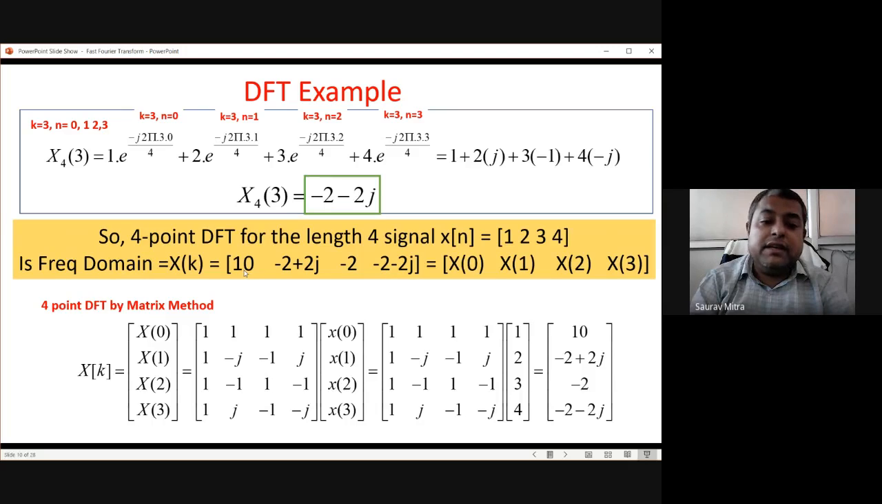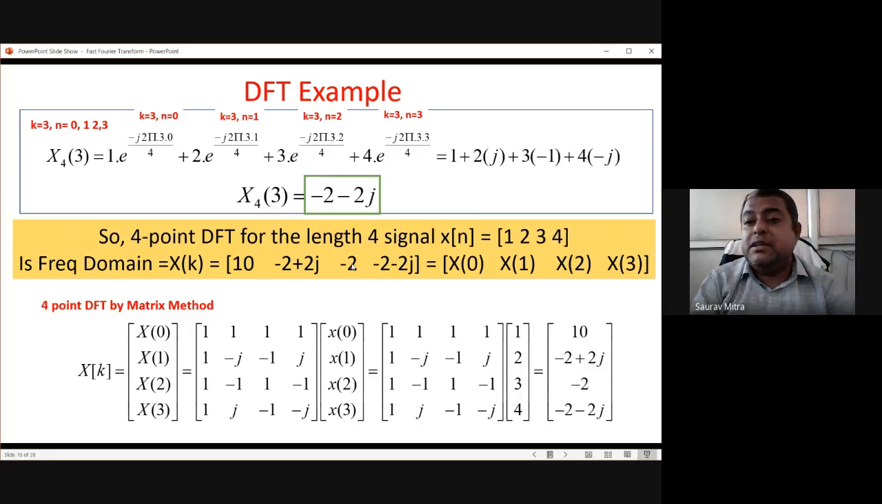How did we find that first term? Just by adding all the xn values. So 1 2 3 4 was given, 1 plus 2 plus 3 plus 4, that is equal to x0. Okay, so you won't have to calculate by any method. For sequence 7 or sequence 8 also you can do that. Just add all the terms, you will be getting x0.